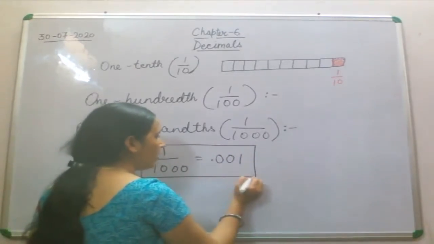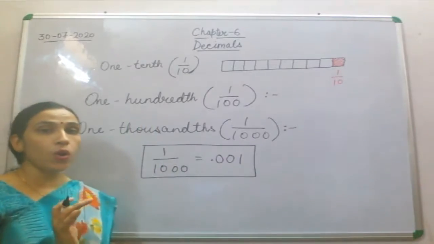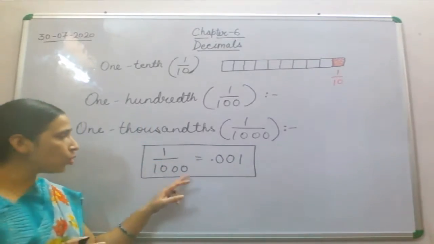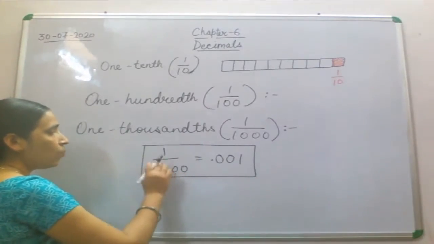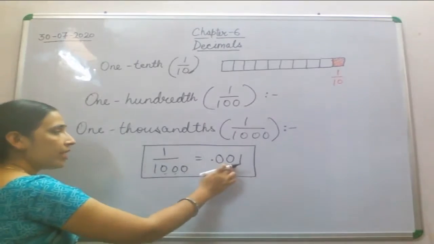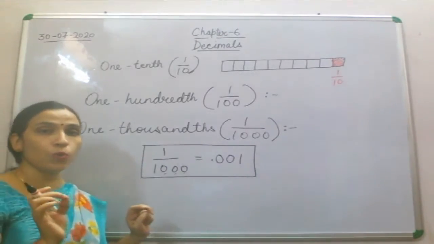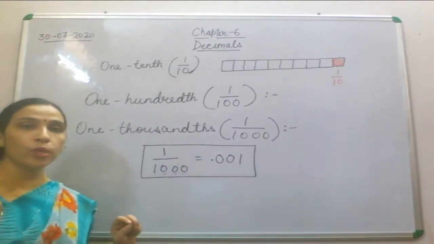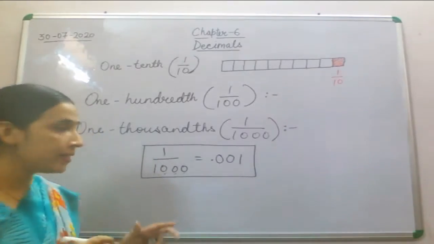See it carefully. If you have to divide 1 by 1000, or you have to find 1/1000th of it, you require here 3 places, 1, 2, 3. You only have 1, so in the rest of the places you will write 0. It is 0.001. So what do we understand today?